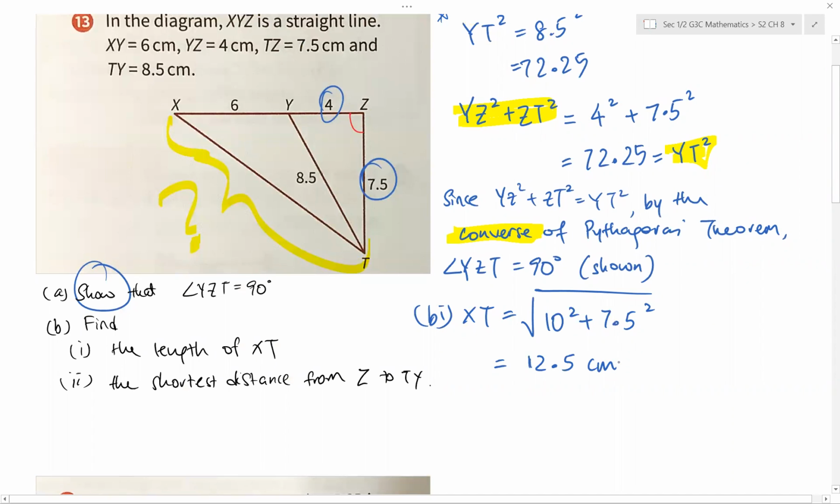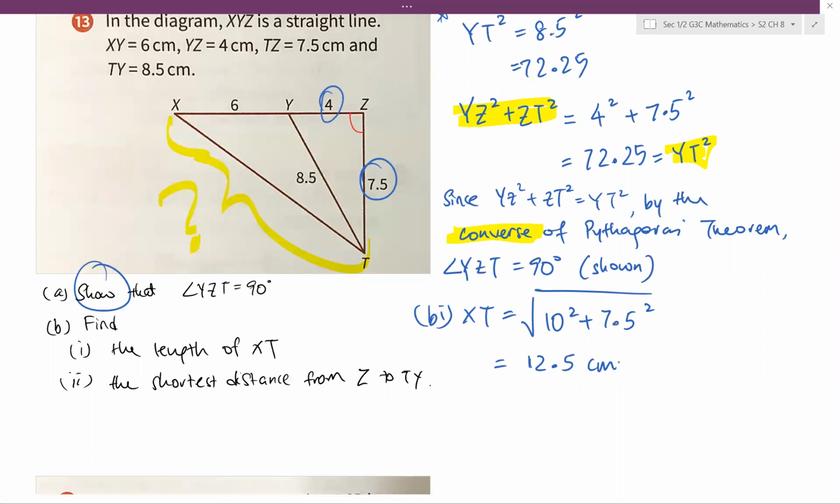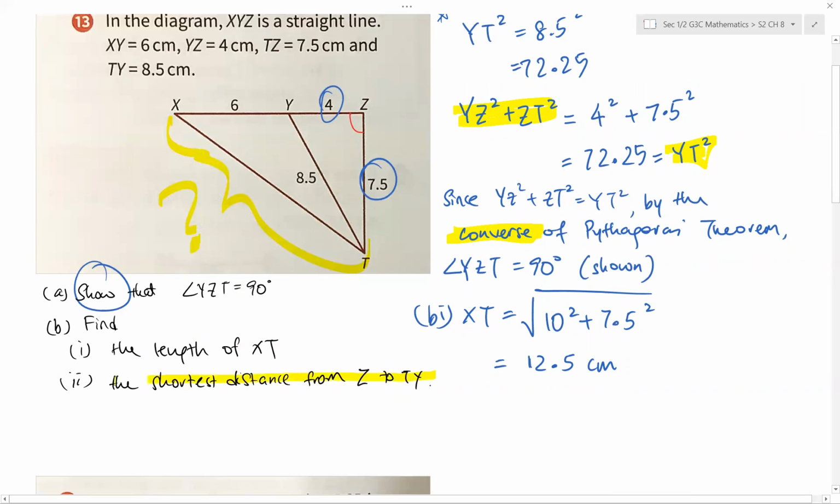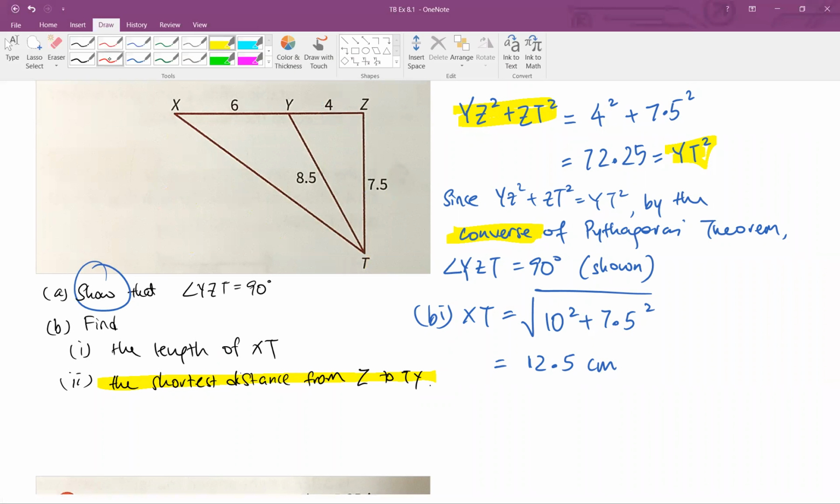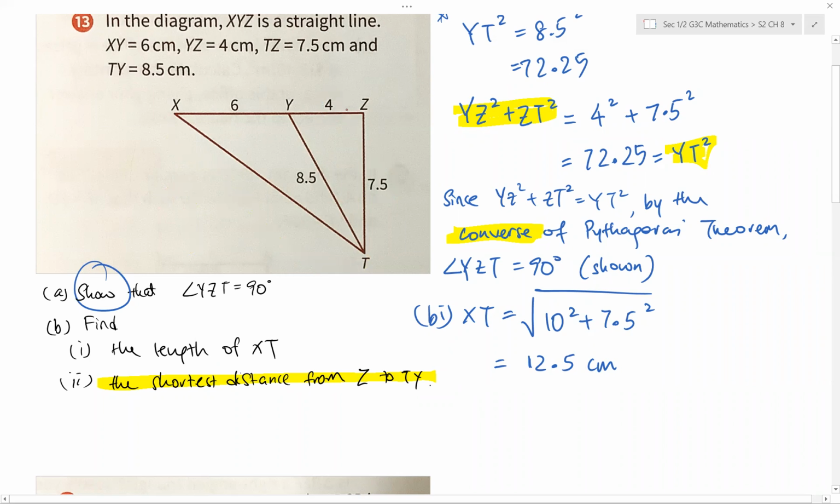And find the shortest distance from Z to TX. Highlight this question. Where exactly is the shortest distance in the diagram? It is actually the perpendicular distance. Shortest distance will be a perpendicular distance from Z down to where? TX. I didn't write clearly, but is this TX?